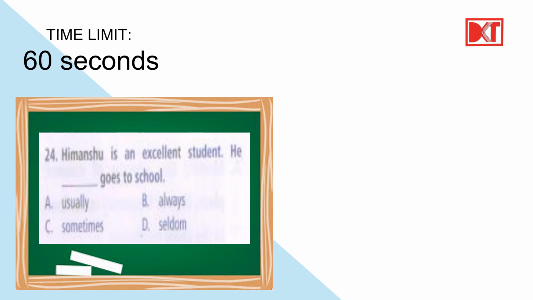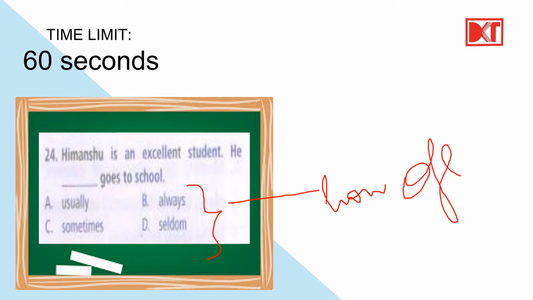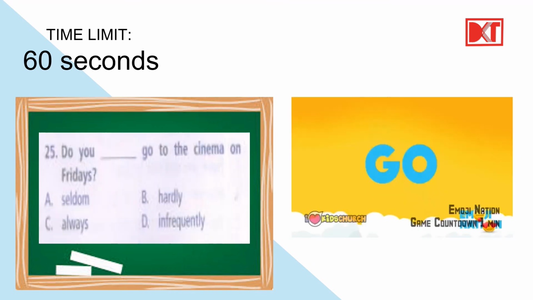Himanshu is an excellent student. He dash goes to school. A: usually, B: always, C: sometimes, or D: seldom. Now here the options, all these are again adverbs of frequency, answering the question of how often something happens. So since Himanshu is an excellent student, how often would he be going to school? Always. So the answer is B, always.